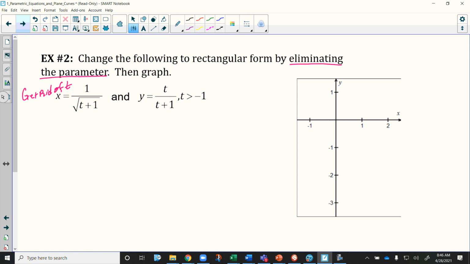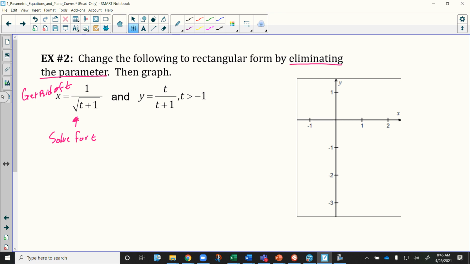So what I'm going to do is I have to pick between equation 1 and equation 2, meaning the one on the left and the one on the right, x equals something, y equals something. I have to pick one of those two equations and solve it for t in such a way that I could use it to substitute into the other equation. Now, here's my thinking. I want to take this equation and solve for t.